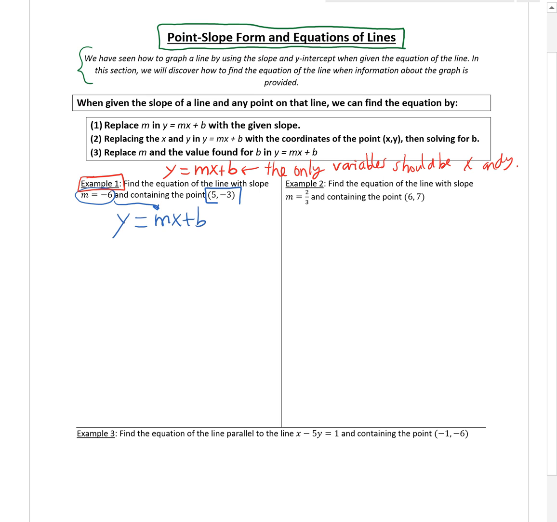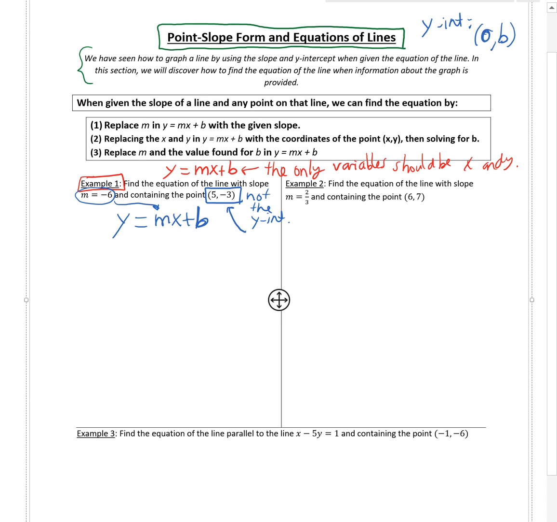The bad thing is this point is not the y-intercept. Because remember, the y-intercept is always going to look like (0, something). So if you're given a point that looks like that, (0, something), then you do have the y-intercept. But notice the point that we're given is not (0, something), it's (5, something). So they haven't really given us the y-intercept.